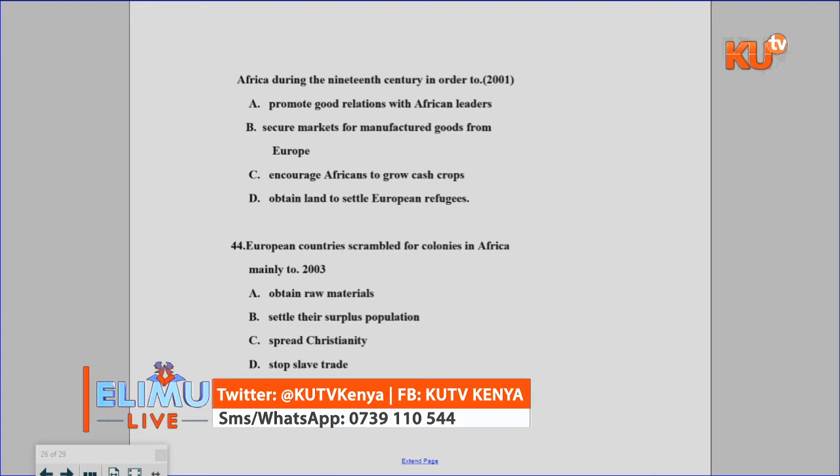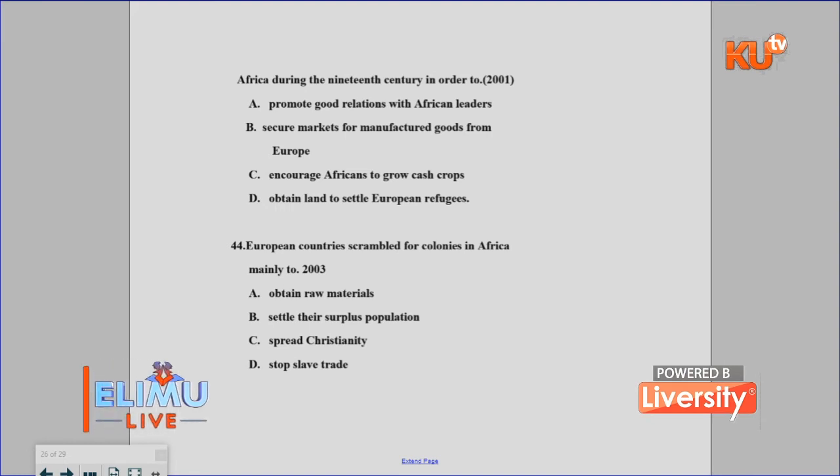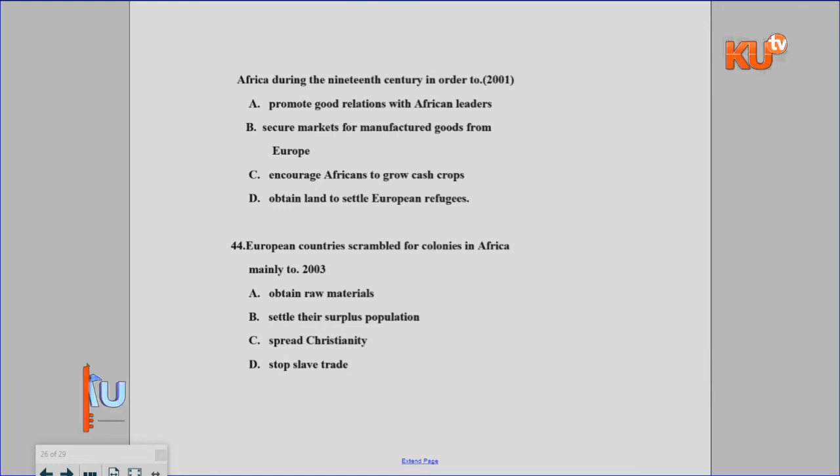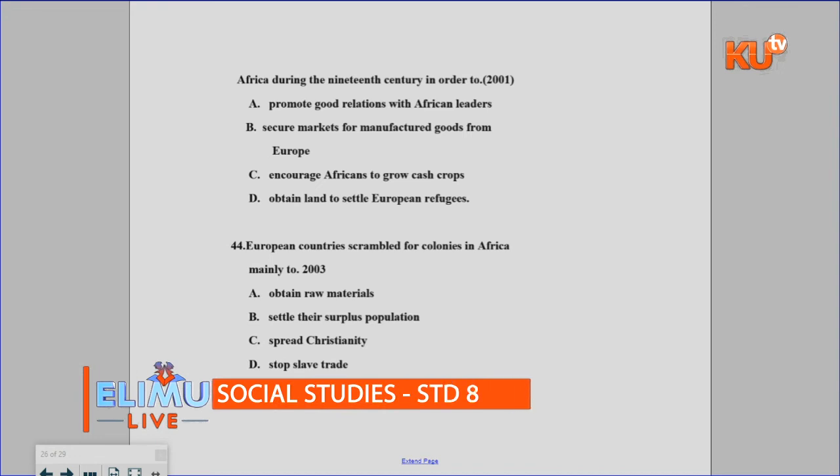And I said, in any question where they ask about the reasons why Europeans had colonies in Africa, you should check the economic reason, unless they specify which one of the following is the strategic reason why European nations acquired colonies. That one is different. Or which one of the following is the social reason why European nations acquired colonies in Africa. But this one, it is just open. You first go to the one which is economic, and the best answer is choice B, secure market for manufactured goods from Europe. That is the main one.